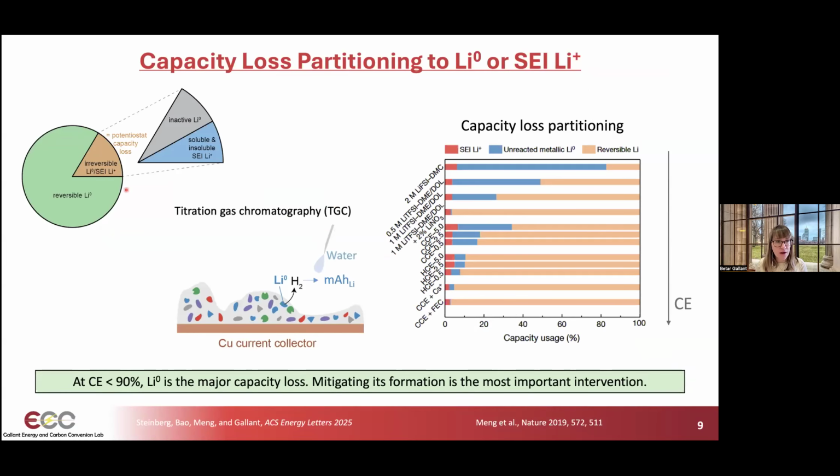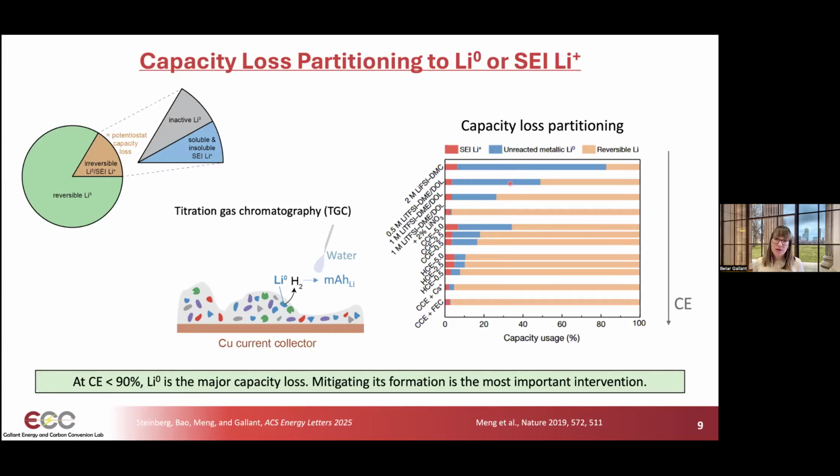So as mentioned, you have the potentiostat measured capacity loss. What you're able to measure from the potentiostat is the reversible lithium. Then using TGC, you can quantify inactive lithium, and then the assumption is that everything that's not measured directly is attributable to the SEI. And so they found, quite importantly, in this quite famous study spanning multiple electrolytes, ranked in order of lower to higher Coulombic efficiency from top to bottom, that as you go from lower to higher Coulombic efficiency, the proportion of capacity loss corresponding to blue, which is the unreacted metallic lithium zero, goes from quite large to quite small.